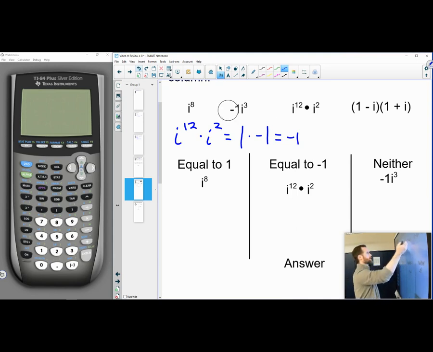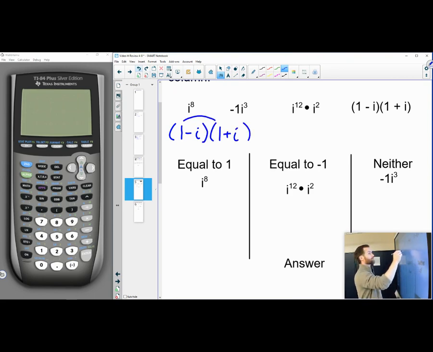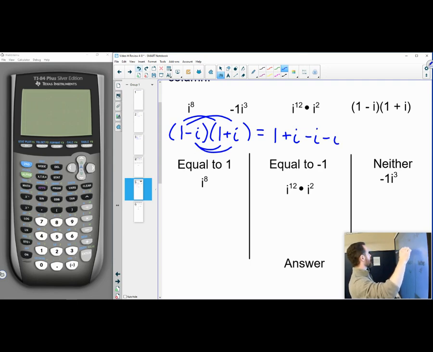All right. And last but not least, we've got 1 minus i times 1 plus i. Another distributing problem to do. 1 times 1 becomes 1. 1 times i is plus i. Negative i times 1 is negative i. And negative i times plus i is negative i squared. If I did that correctly, I think I did. Yep, that looks good.